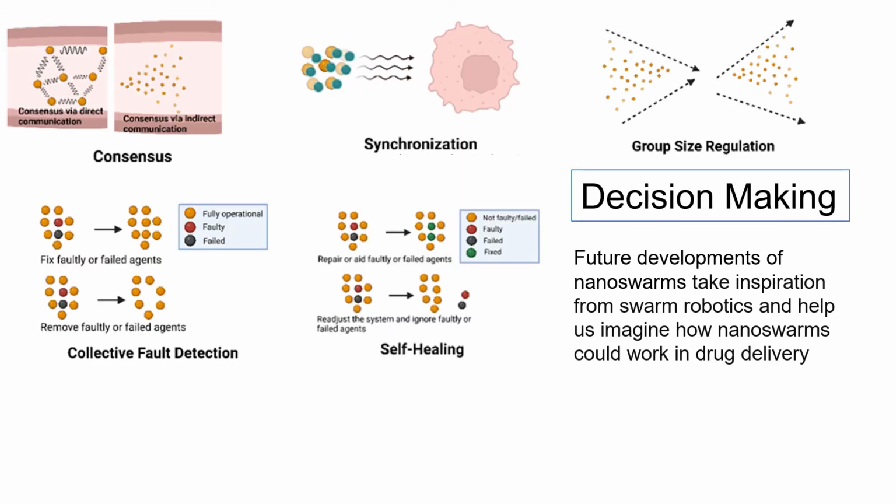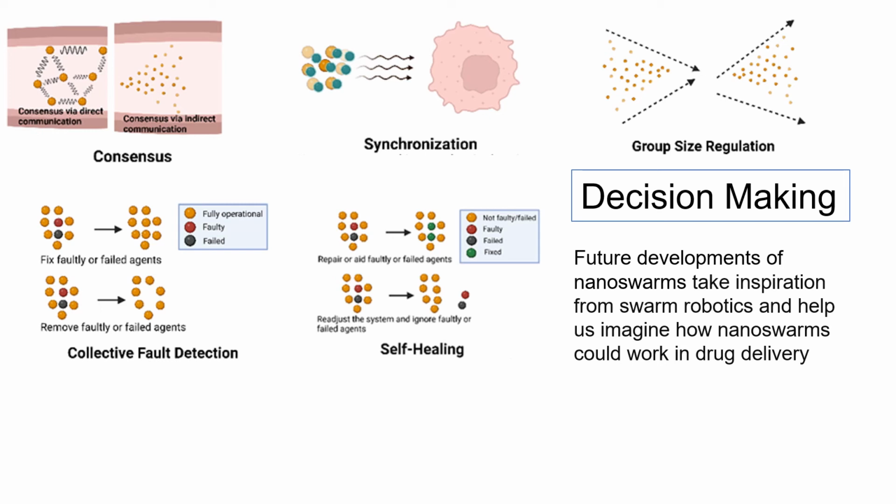Moving on to decision making. Consensus allows all the individuals in the nanoswarm to agree on a single decision amongst all the possible alternatives. So, for example, the nanoswarm could use direct or indirect communication to reach a consensus on which drug to apply given the makeup of the tumour and its different cell types.